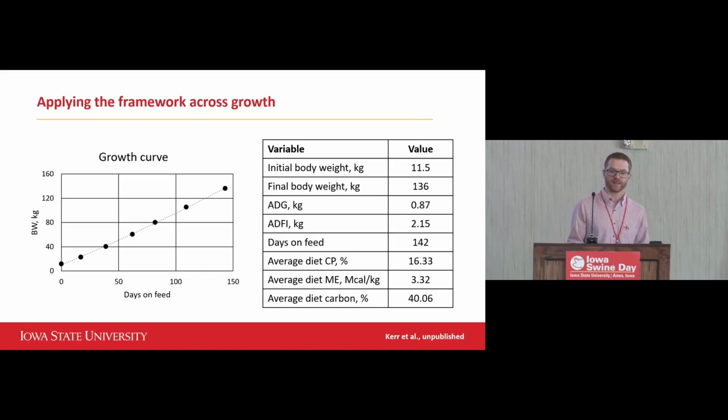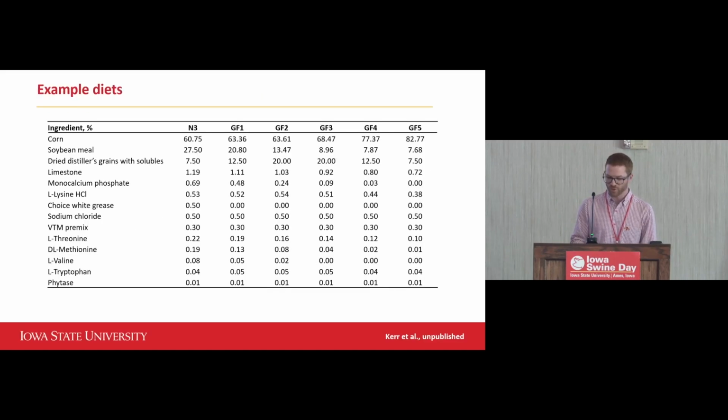From a carbon composition standpoint, the diets on average were about 40% carbon, and that's based on our ingredient database that we compiled from Dr. Kerr's data. Just quickly, I'm not going to go through a lot of the details. We just used what we considered a pretty representative set of diets for commercial production today. They have some DDGS, corn, soy, synthetic amino acids, etc. Again, 6 phases: the last phase of the nursery, and 5 grow-finish feeding phases.